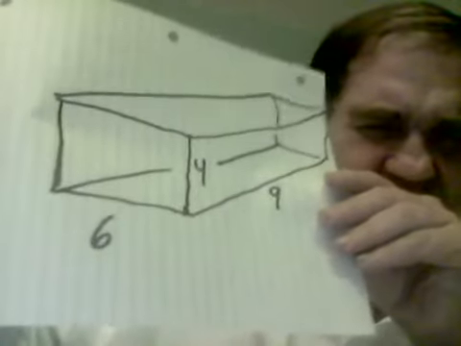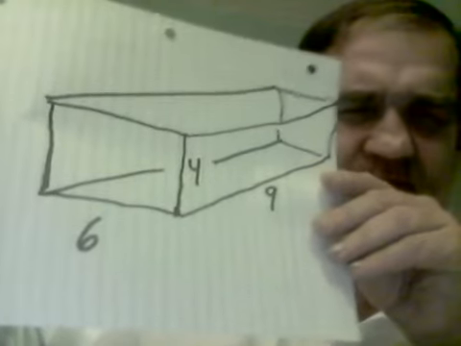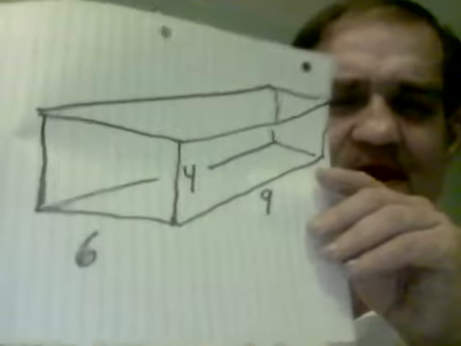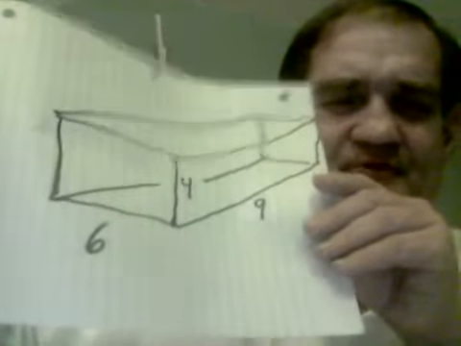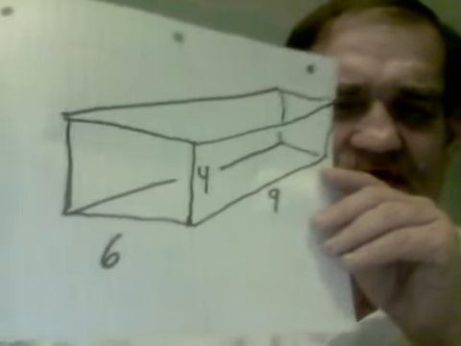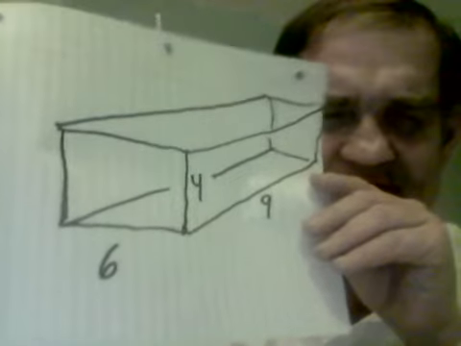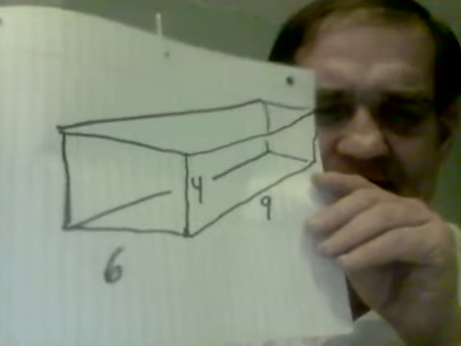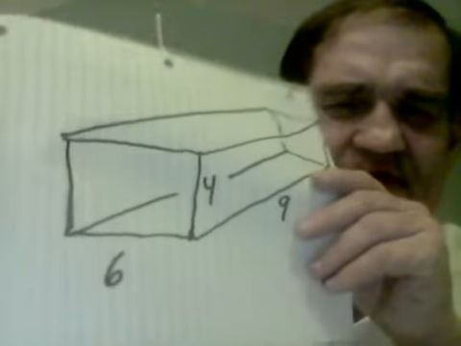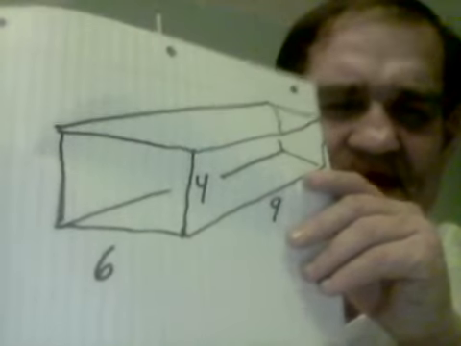See that number 6? That's the length of one of them. You see that number 4? That's the width of one. But that's also the width of the one on the side where you've got 9 as a length. See that 9 there? When you put all these together, you can get yourself some widths and lengths.